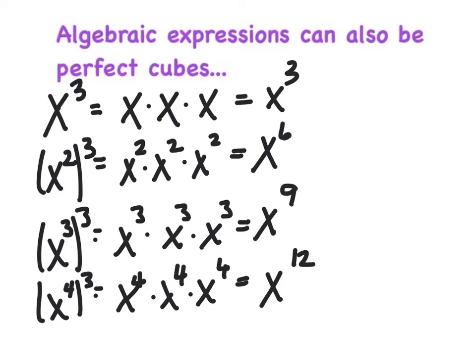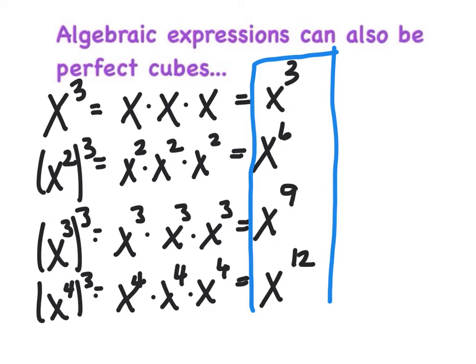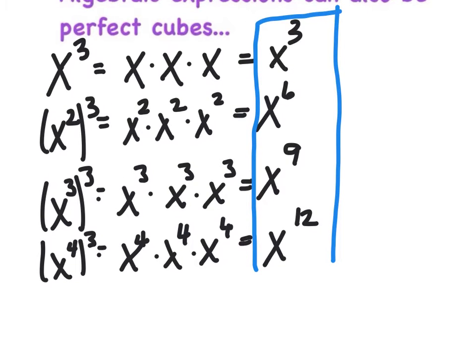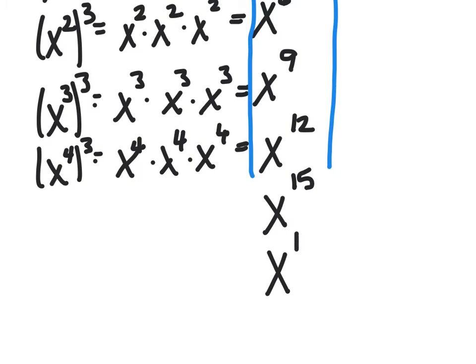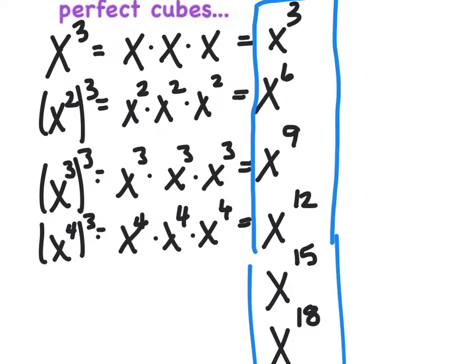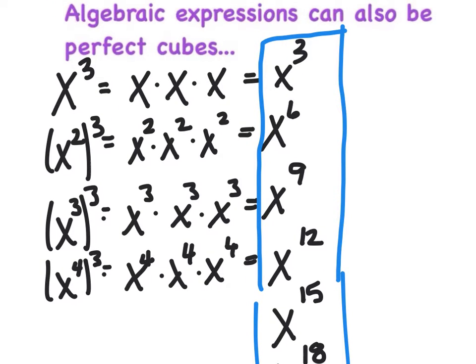Now we've got a nice little list developing here, and I'm going to cheat a little. I'm not going to write them all out. I'm going to hope you can help me figure out what the next perfect cube would be. Notice I had x cubed, x to the 6th, x to the 9th, x to the 12th. Can you figure out what the next one would be? x to the 15, x to the 18, x to the 21st. Hopefully you're starting to see that pattern, that because it's a perfect cube and we started with x cubed, we're going with multiples of 3.